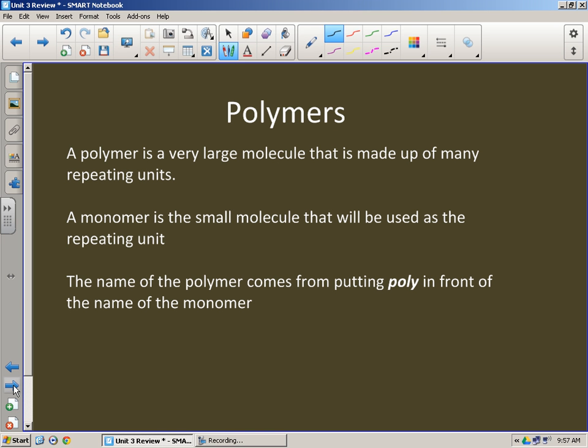A polymer is a very large molecule, of course, that's made up of many repeating units. The monomer is the small unit that will be used as a repeating unit. The name of the polymer comes from putting poly in front of the monomer. So, for example, if it was ethene, if that's what you started with, it'd be polyethene.